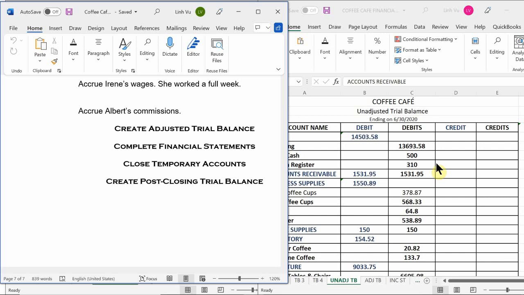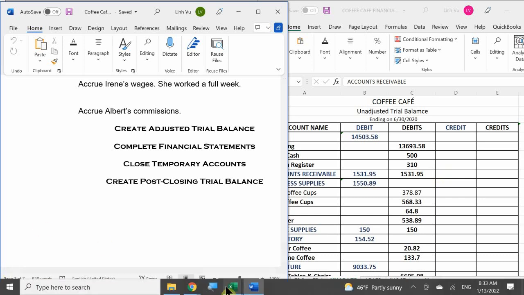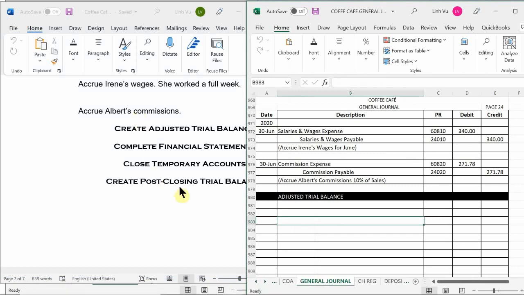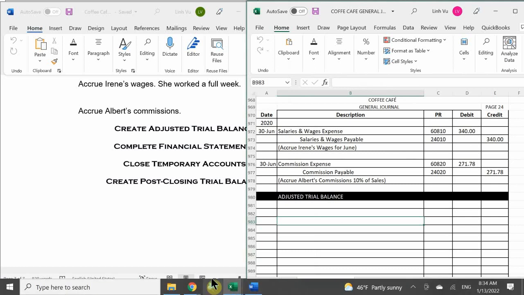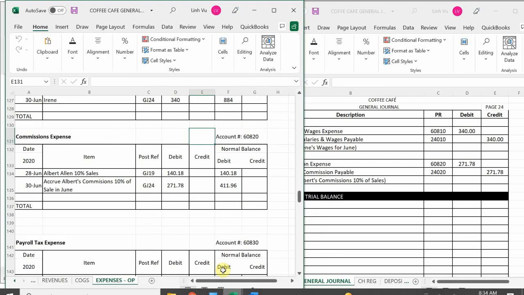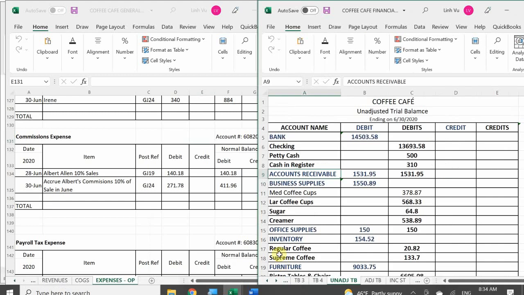All right, so this is where we left off, where we completed our adjustments. So now we need to work on completing our adjusted trial balance. Like we've done previously, all you really need is just your ledger and your financial statements.